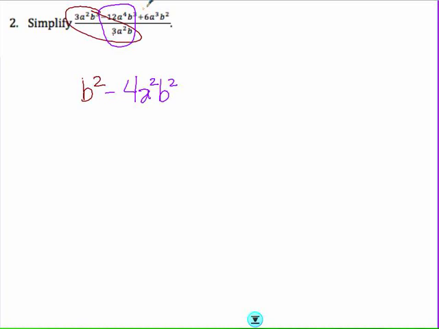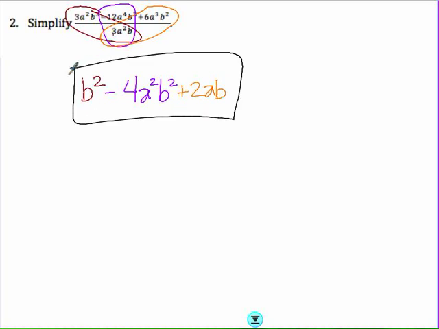Now if I'm looking at these two terms, 6 divided by 3 gives me a positive 2. A cubed divided by a squared gives me just an a. B squared divided by b leaves me with just a b. So this should be the overall simplified version of that expression.